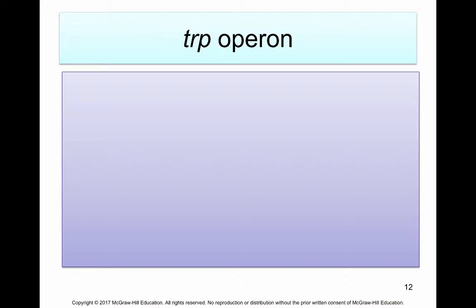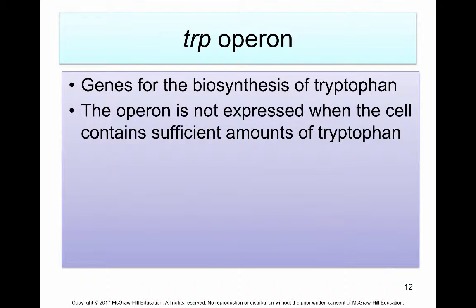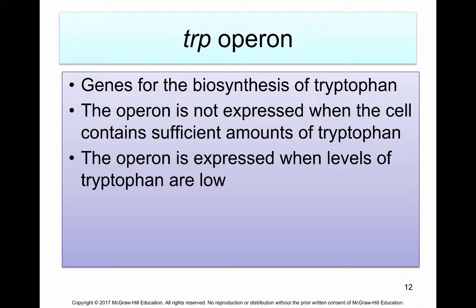And let's talk about the trp operon. The trp operon is involved in the pathway that makes tryptophan. This operon produces tryptophan when there's not enough tryptophan in our cells. So it's usually on, but it will be turned off if you eat high amounts of protein, because then you're getting tryptophan. But it's typically expressed when our tryptophan levels drop.